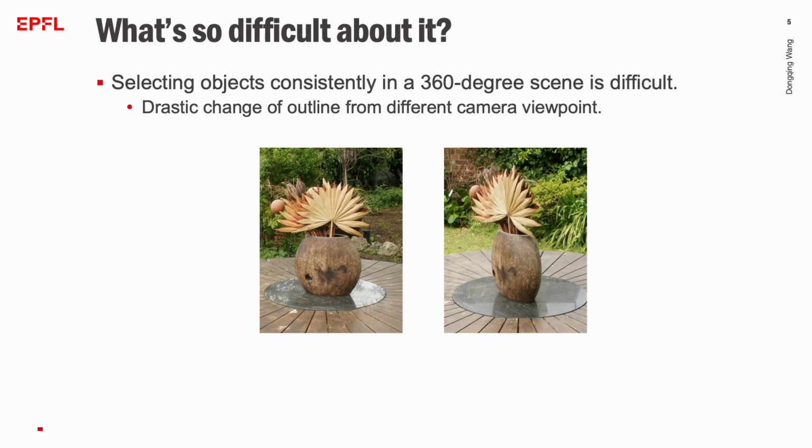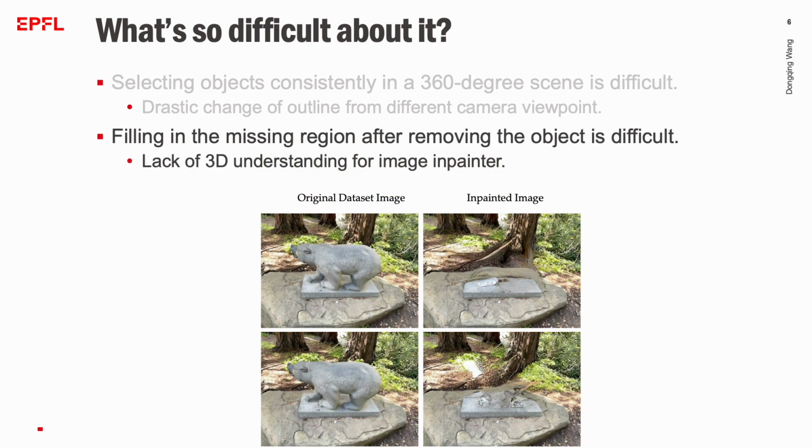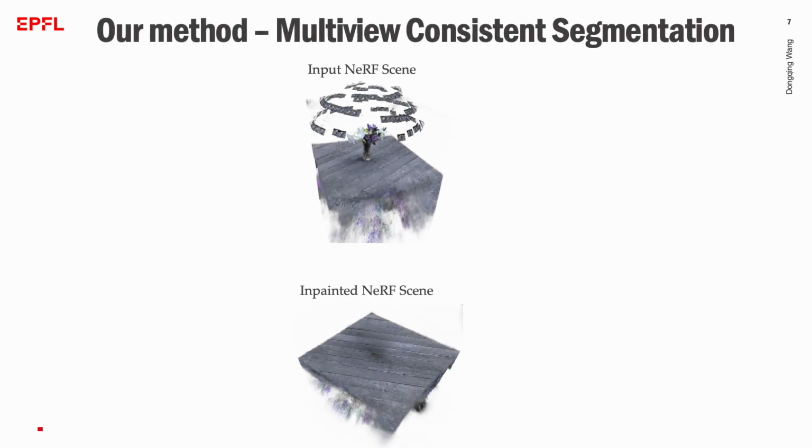What makes this problem so challenging? Firstly, obtaining a consistent segmentation for object across 360-degree viewpoint is difficult, as the outline of the object changes drastically from different camera viewpoint. Secondly, it is also challenging to fill in the missing region in a visually plausible manner after removing the object. Since the 2D image inpainter has no 3D knowledge, it produces different per frame inpaintings. In this work, we propose our solution to each of the two challenges.